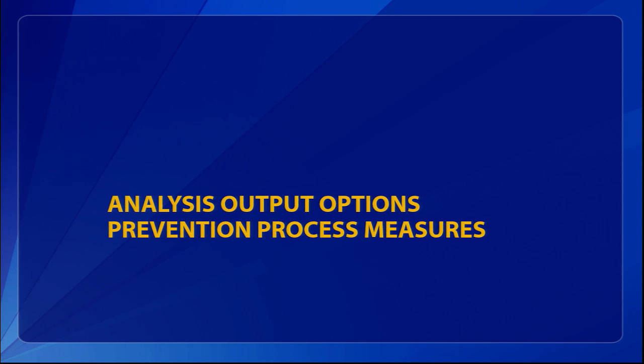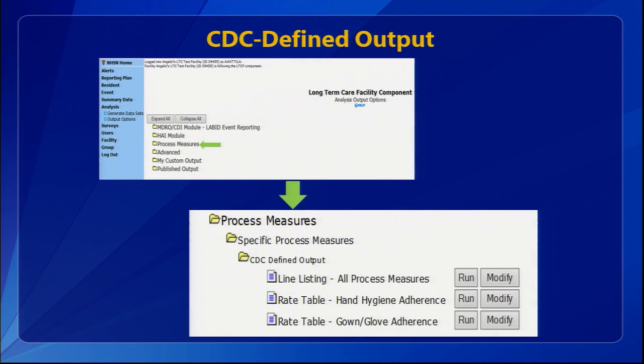So now we're going to be moving on to the process measures analysis output options. This is the third folder that we see in our main analysis page. If we click on process measures, we'll see the specific process measures. And here we see there are 3 different options. We have a line listing for all process measures, and 2 rate tables, one for hand hygiene adherence, and the other for gown and glove use adherence.